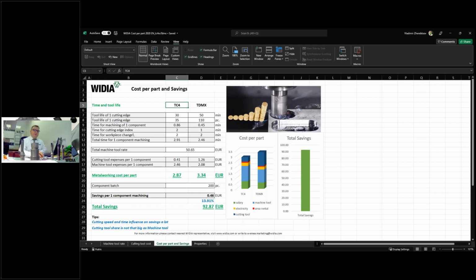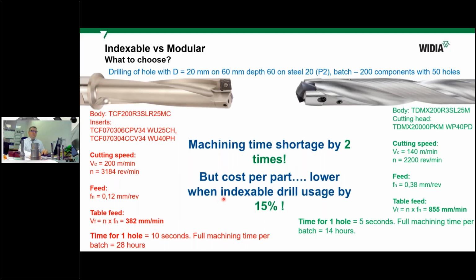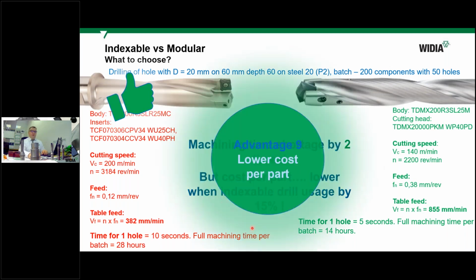So when we need to produce a lot of holes per minute and we don't have any capacity, we need to produce it fast. So we cannot make it with indexable drills, only with one tool. We need to use more productive tools like a modular. But if we calculate the cost per part, it's about 15% lower cost per part in this case for the indexable drill. So it's advantage number 9, lower cost per part in a lot of cases when you use an indexable drill.